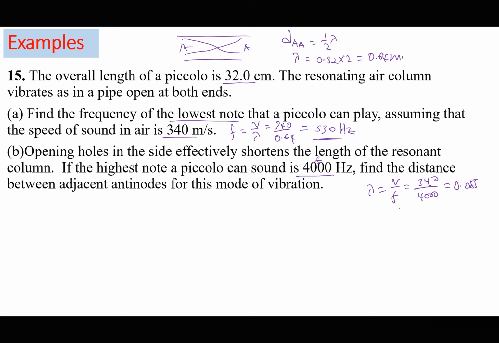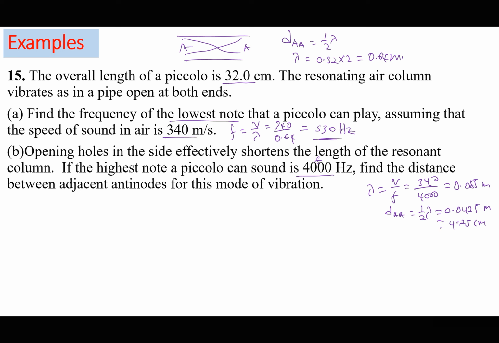This is 0.085. Then the distance between adjacent antinodes is always half of the wavelength. So I will just divide this by 2. This gives us 0.0425. When I multiply this by 100, it is 4.25 centimeters.